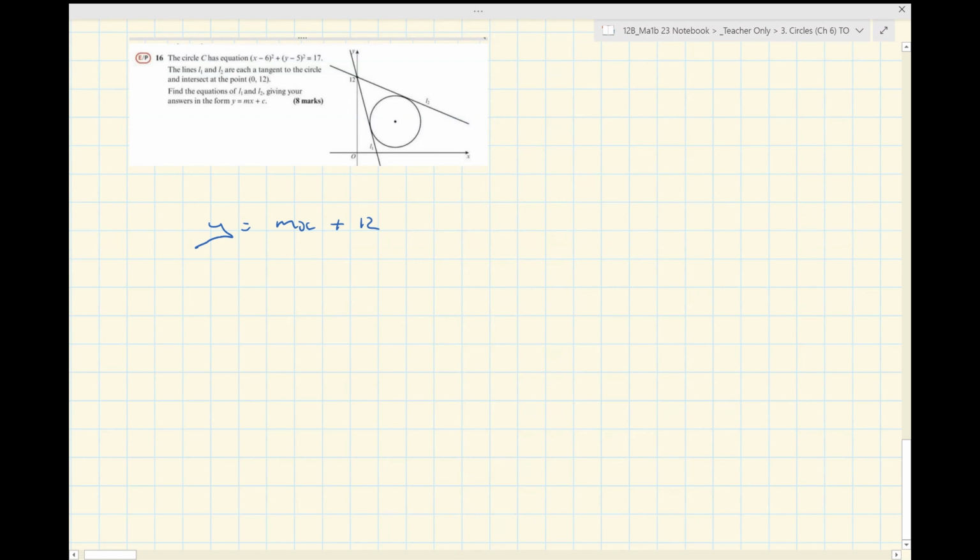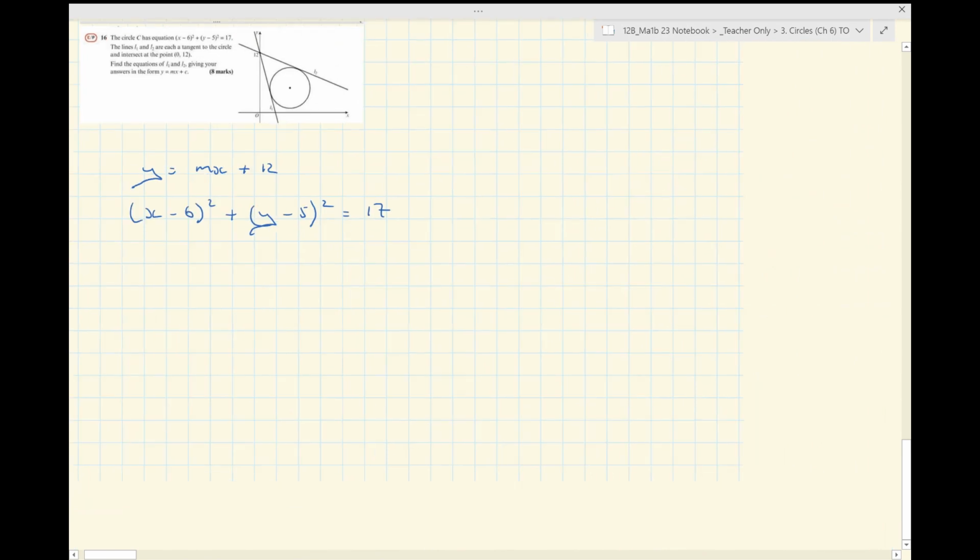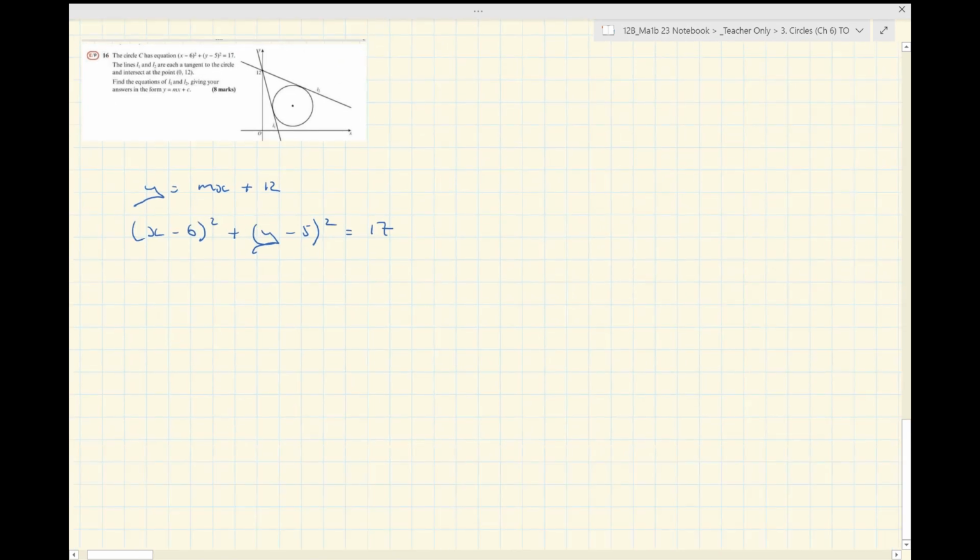And what I want to do is find the gradient of those lines such that they only touch the circle once. So I want to find the gradient of those lines such that there is only one solution to these two equations solved simultaneously. Okay, so I'm going to solve those equations simultaneously, and then I'm going to restrict them so there is only one solution. How am I going to do that? Well, the discriminant will have to equal 0, but we'll come to that in a second. We know that m, the gradient of those two straight lines, has to be such that the two straight lines are tangential to the circle.